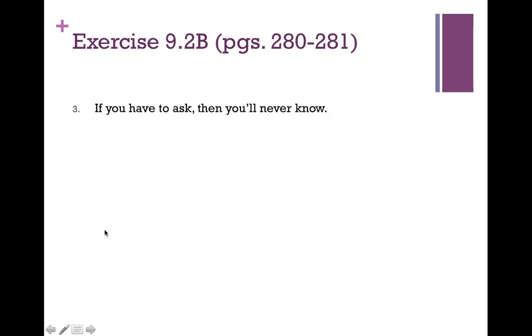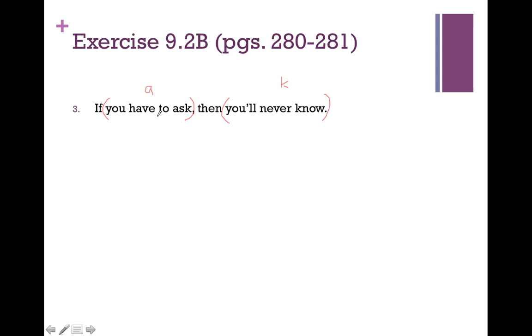Number 2, if you have to ask, then you'll never know. So in order to symbolize this, the first thing we have to do is identify our component propositions. The first one is you have to ask. The second component proposition is you'll never know. We could use any letters we want, but I'm going to use A for the first one, and then I'm going to use K for you will know.